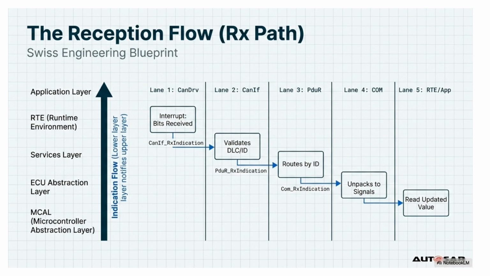ECU. Once validated, the message is sent to the PDU router, which routes it based on its PDU ID to the COM module. COM then performs the critical task of unpacking the IPDU into its constituent signals, handling any necessary byte order conversions. Finally, the RTE provides these updated functional values to the application layer software components for processing.